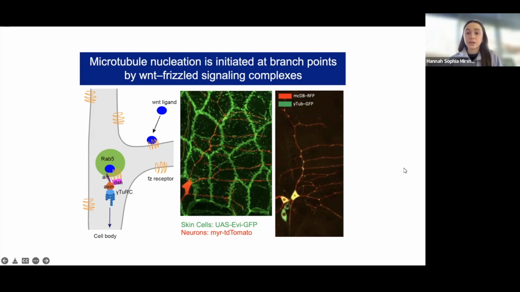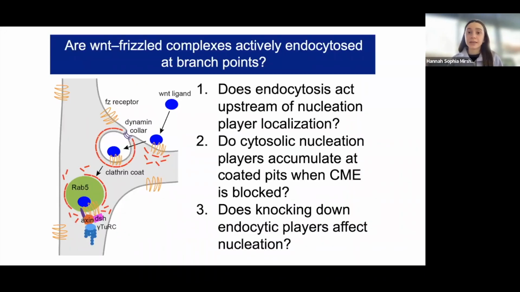Once the ligand is bound to the frizzled receptor, however, this leaves us with the question of how this complex is brought to dendritic branch points and internalized. Because we know that dendritic branch points are sites of active endocytosis, this leads us to hypothesize that the Wnt-frizzled complex is actively endocytosed at dendritic branch points, and therefore endocytosis is acting upstream of microtubule nucleation. To test this hypothesis, we studied the localization of a cytosolic nucleation player called disheveled, shown here in pink, and we looked at its localization when blocking various steps of endocytosis.